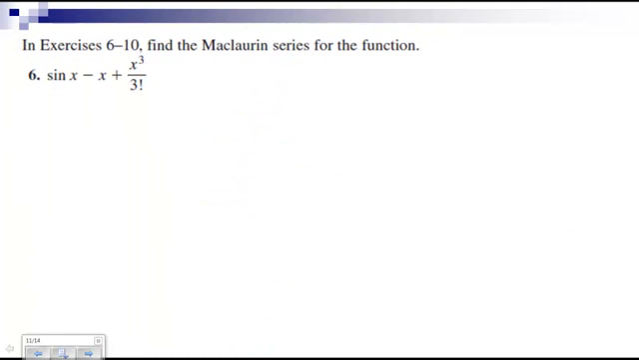Okay. We're going to do a slight little change up. We're going to leave error estimation for a little bit now. This is a really typical AP problem. I want to make sure that you feel comfortable with it. Please find the Maclaurin series for this function.